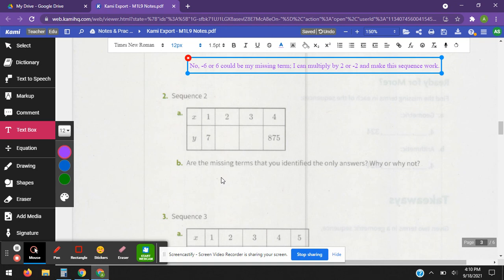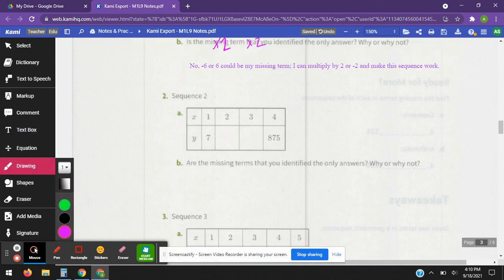Same idea. So 7 times something times something times something gets me 875. Let's think of this in terms of our prime factorization. 7 times, this is my common ratio, right? Ratio times ratio times ratio equals 875. Well, 7 times r cubed equals 875.